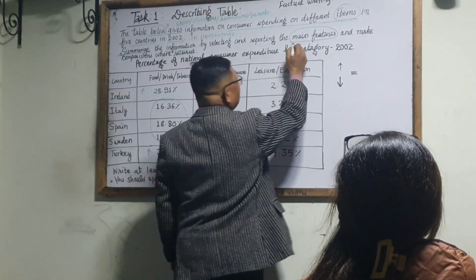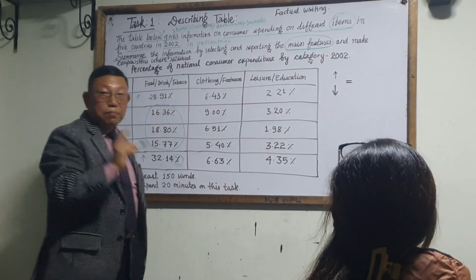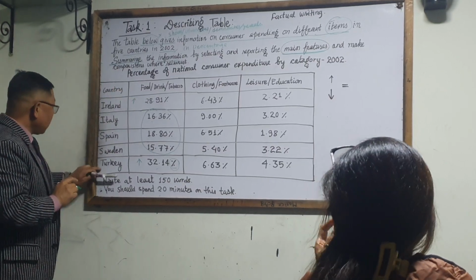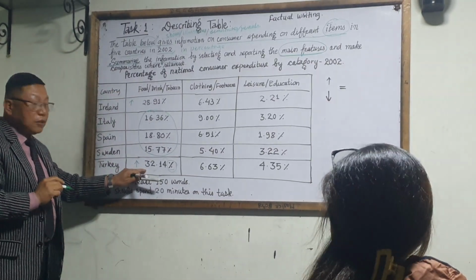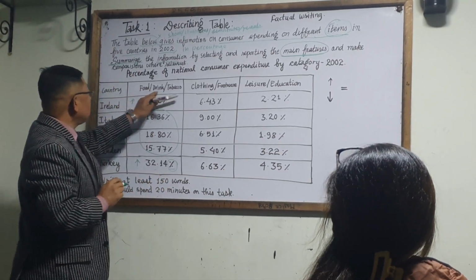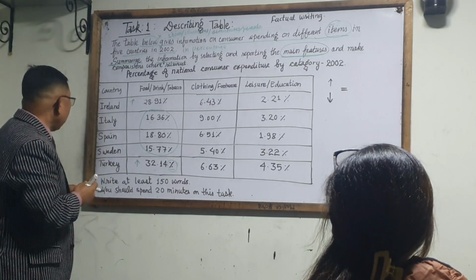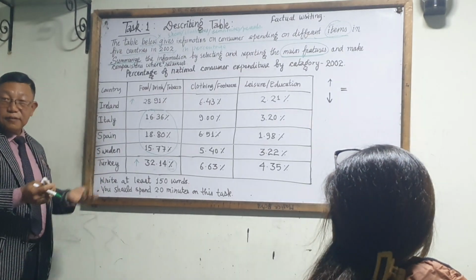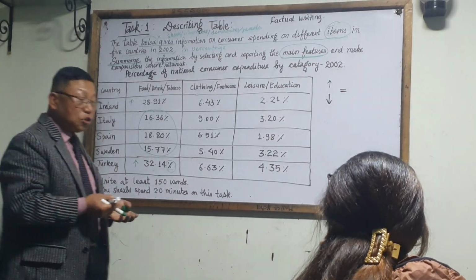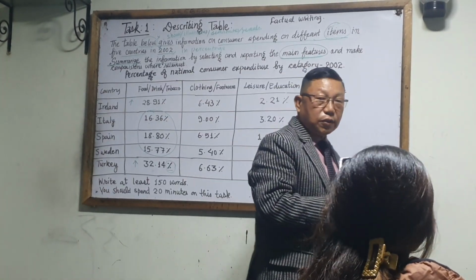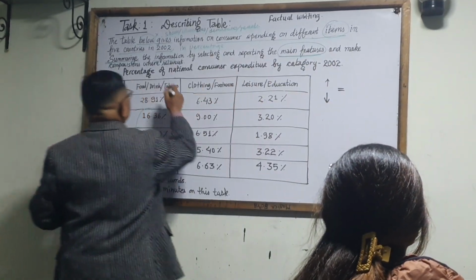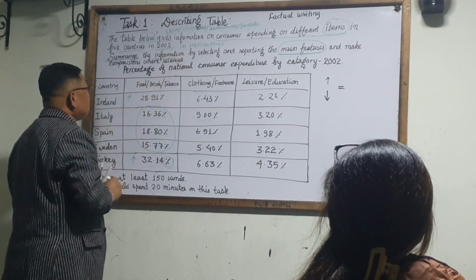Okay, but don't forget to write the main features. The main feature of this table is that Turkey is spending the highest budget on food, drinks and tobacco out of 4 countries. In past tense you describe, simple past, past continuous, past perfect and past perfect continuous only, because this is data that had been taken in 2002.